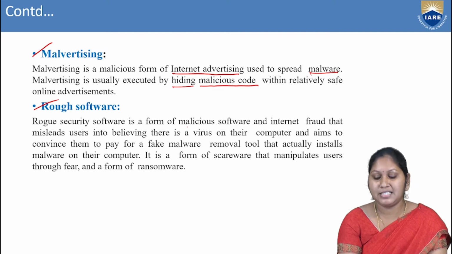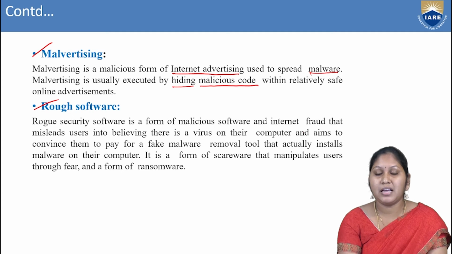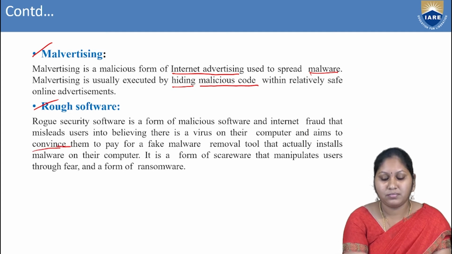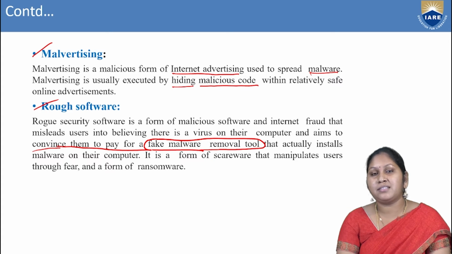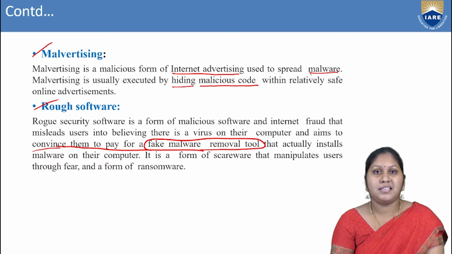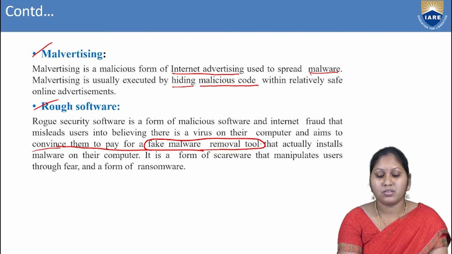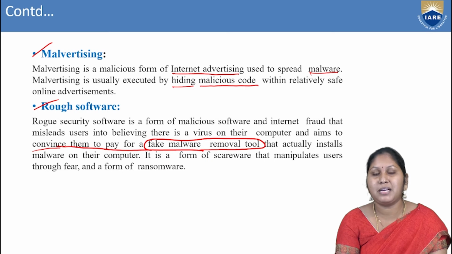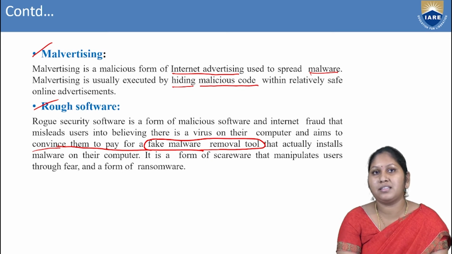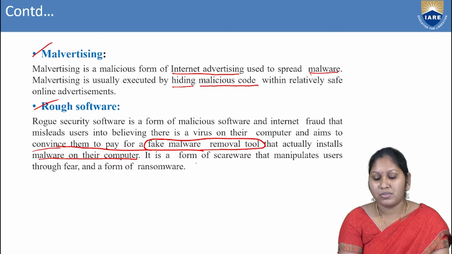Rogue security software is a form of malicious software and internet fraud that misleads users into believing there is a virus on their computer and aims to convince them to pay for a fake malware removal tool. So the victim thinks that there is some malicious code in his or her system and that the system is going to crash, so he has to pay some amount for the fake malware removal tool. That is the rogue software. It is software that does not actually detect any malicious software, but the victim thinks there is some in his system, and it actually installs malware on their system. So it is a form of scareware.